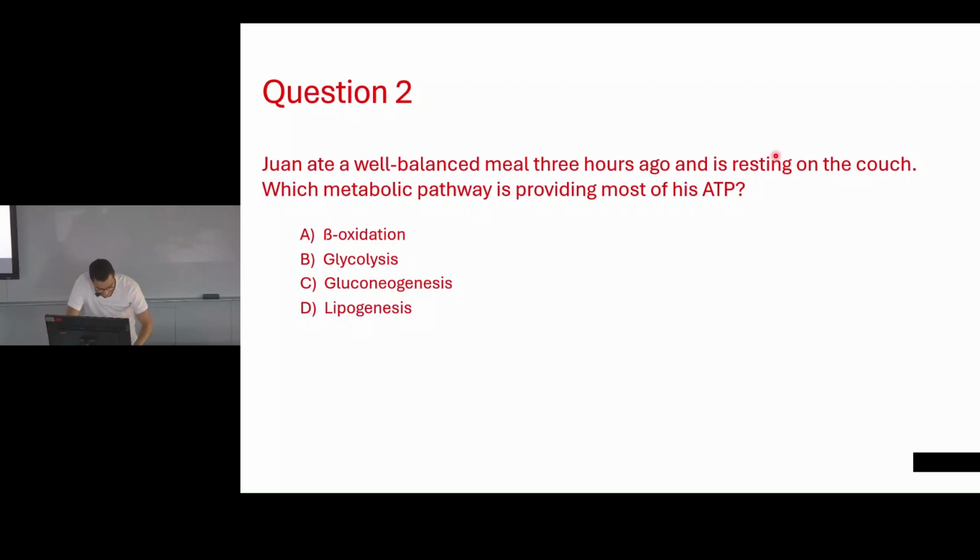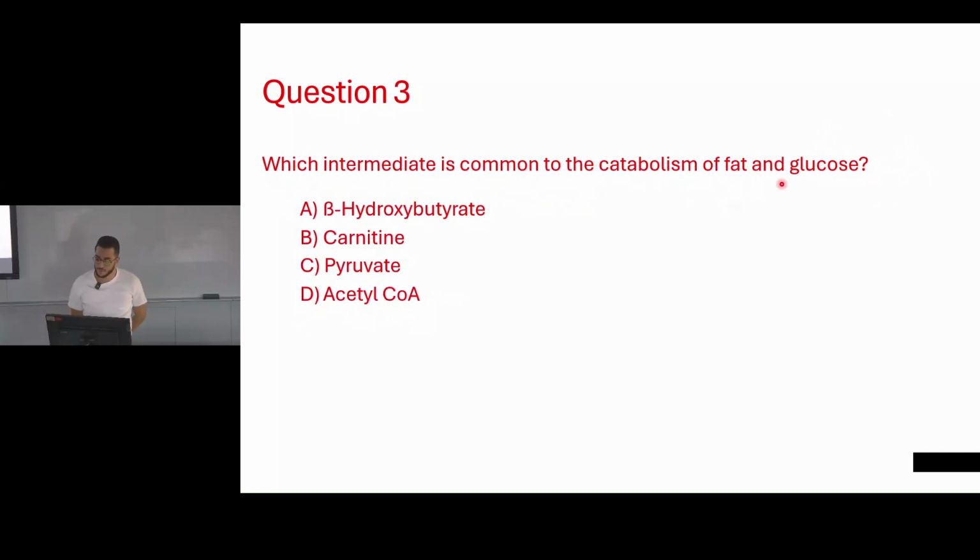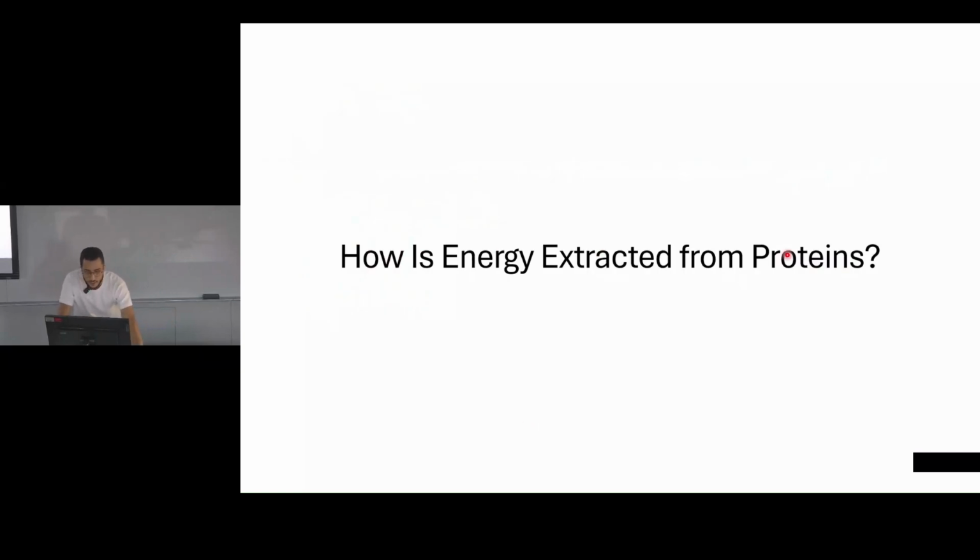Anyways, so question number 3. Which intermediate is common to catabolism of fat and glucose? Anybody? Good morning, guys. Yeah, it's acetyl-CoA. Okay, proteins.